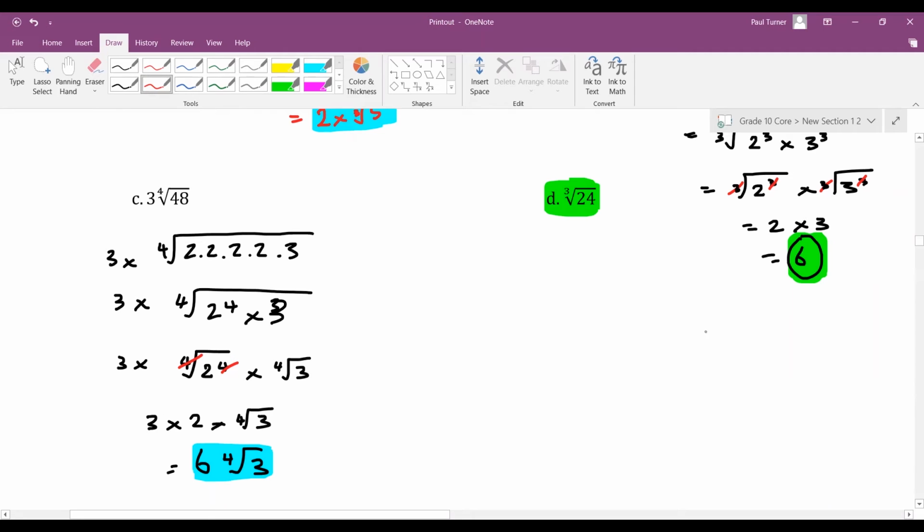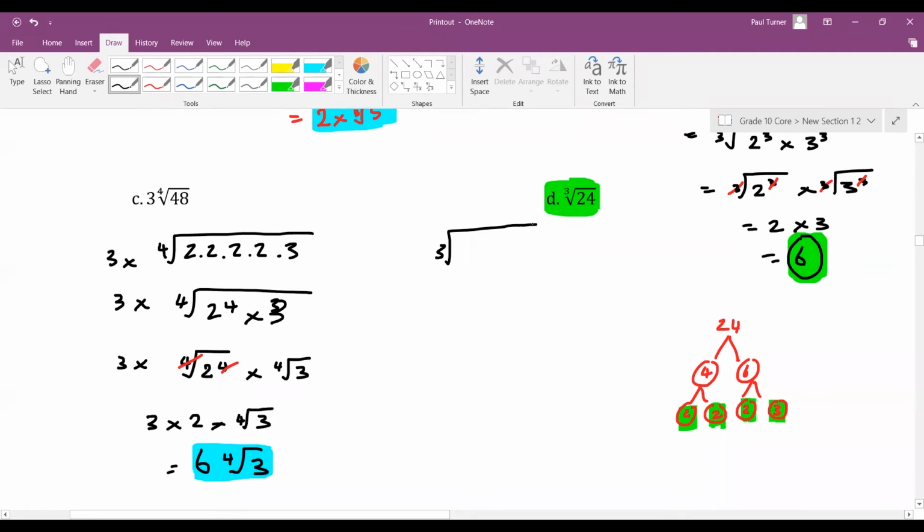Well, let's look at 24 again. Make your factor tree. 4 times 6. Good enough. 4 is 2 times 2. 6 is 2 times 3. So 24 will be changed to those 4 prime numbers there. That's called your prime factorization.